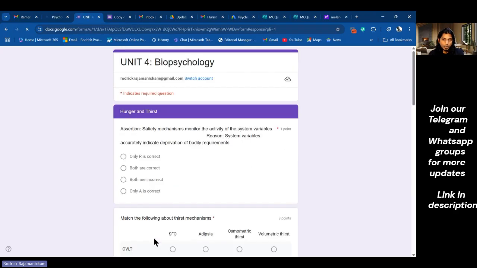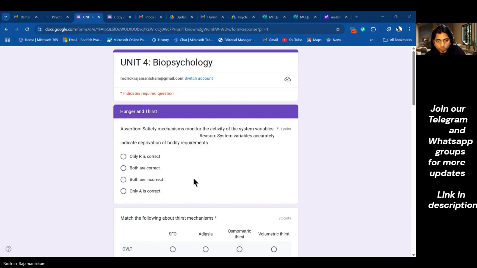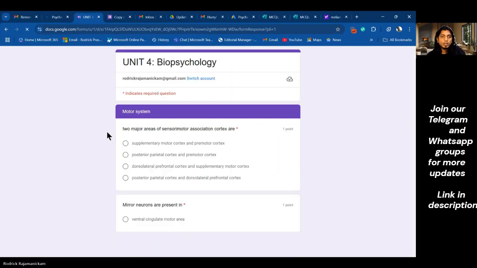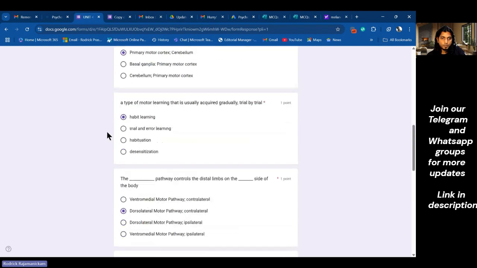So I understand this was a bit quick. And if you had any doubts, let me know. Otherwise, we'll just go to the last part of it. Any doubts or any questions? Is it clear so far? I didn't understand the habit learning MCQ. I thought it would be trial and error learning. All right. We'll go there.